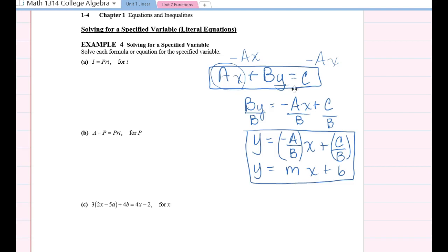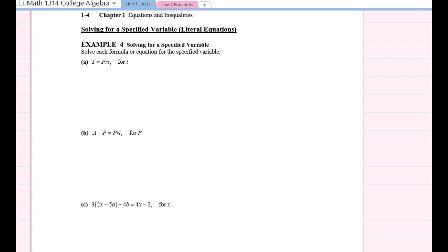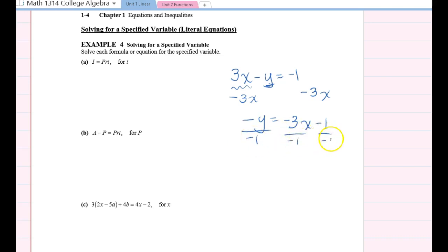So let's do an example like this, but using real numbers. So let's say we have 3x minus y is equal to negative 1, and I want you to solve for y. So we're going to move our 3x by subtracting 3x from both sides. We're going to get negative y is equal to negative 3x minus 1. Then I need to divide by a negative 1 or multiply by a negative 1. You make that call. I'm going to go ahead and divide, and I'm going to get y is equal to a positive. Don't forget, negative over a negative is going to give me a positive 3x. And again, this is going to give me a positive 1.